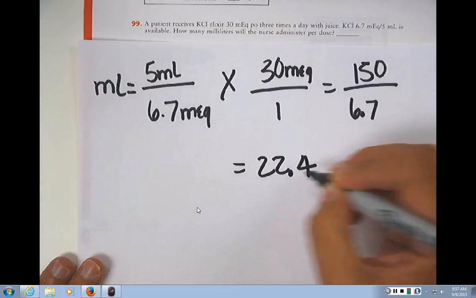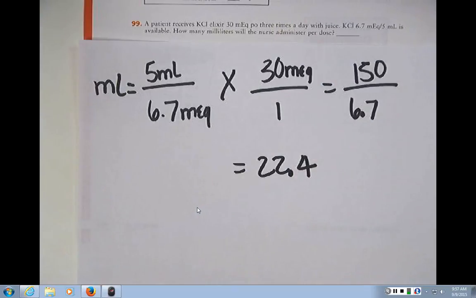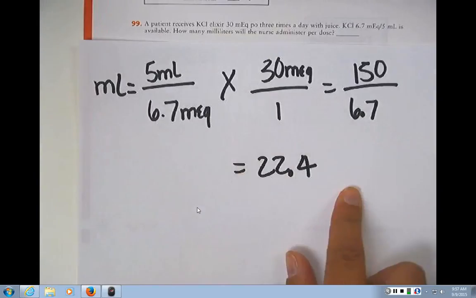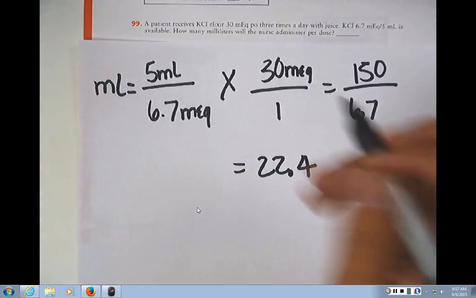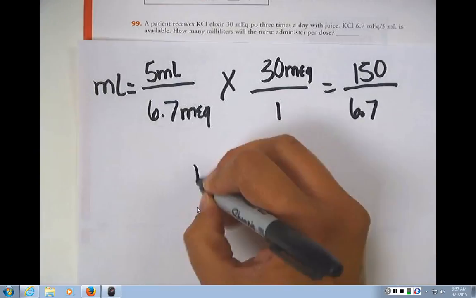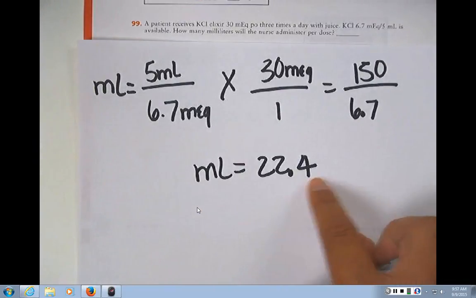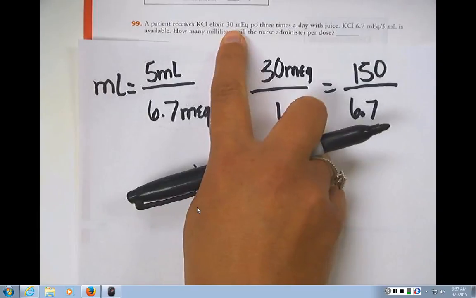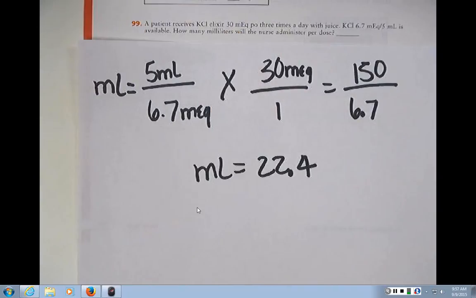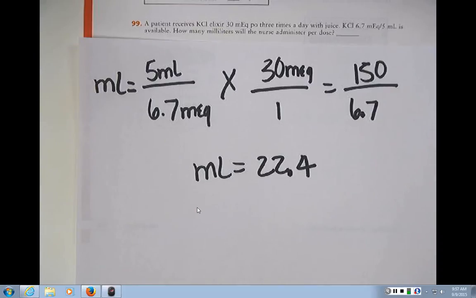It would be very difficult, probably impossible, to give 22.38 of something. And so I'm just going to round that 0.38 to 0.4. And so of this medication that comes in 6.7 milliequivalents per 5 mLs, I am going to give 22.4 mLs to equal 30 milliequivalents. Okay? So those are pretty simple.